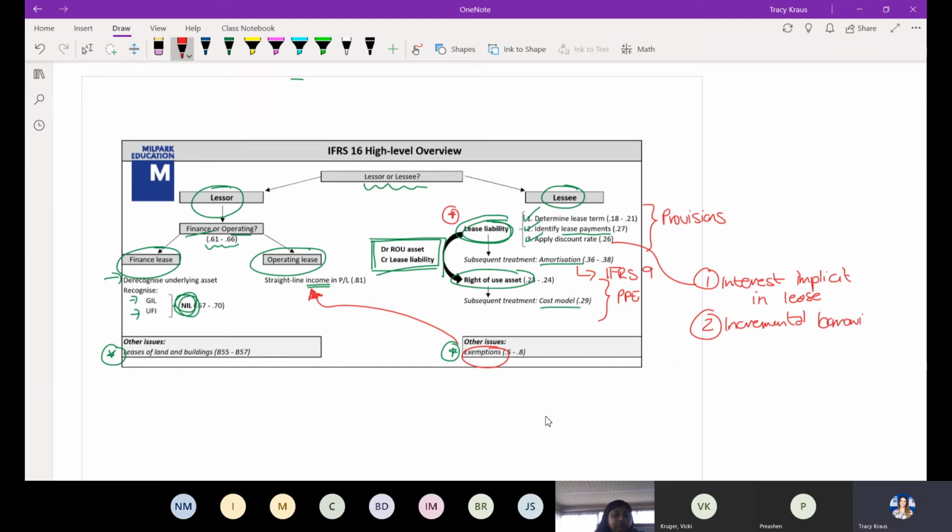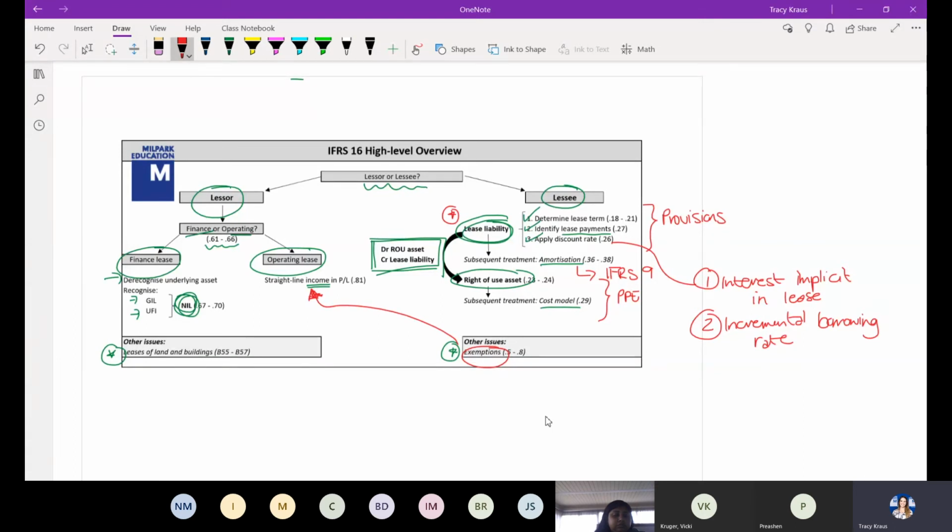Incremental borrowing rate. Okay, sorry, my handwriting is not super neat on this little board. So the incremental borrowing rate, just to refresh, is the rate at which the lessee would be able to borrow money, say from a bank, if instead of leasing, they were to buy the asset. So instead of leasing a piece of equipment for 5 years, if the lessee borrowed enough money to buy the equipment, how much would the bank require in terms of an interest rate of compensation? That is the incremental borrowing rate.